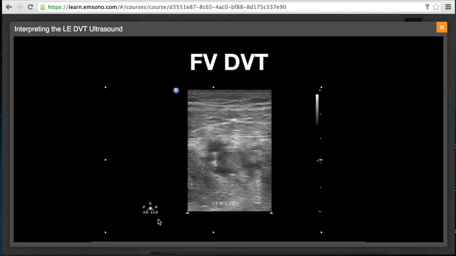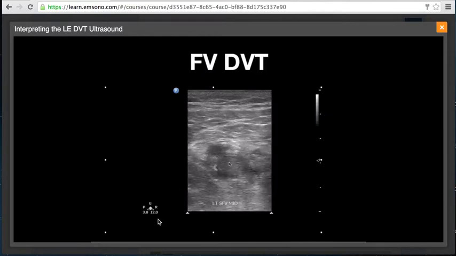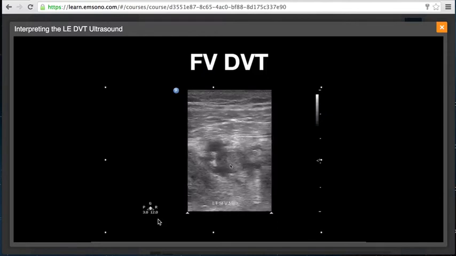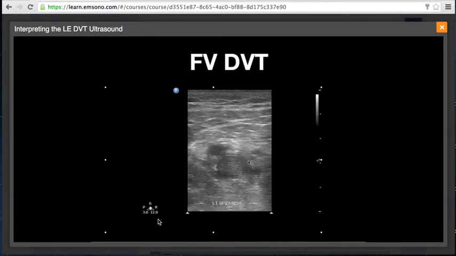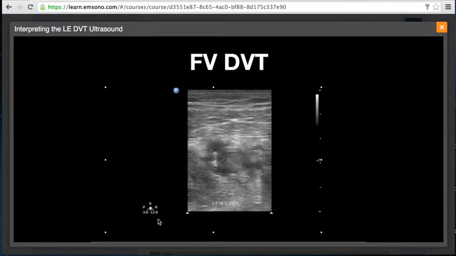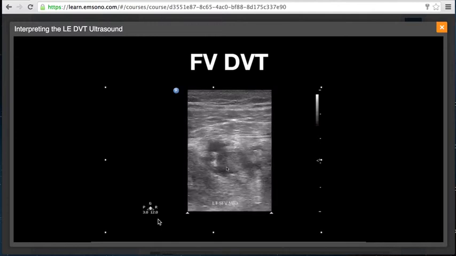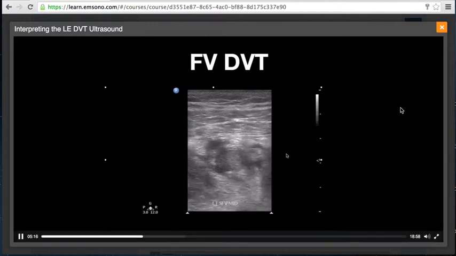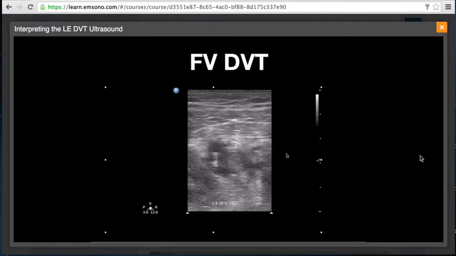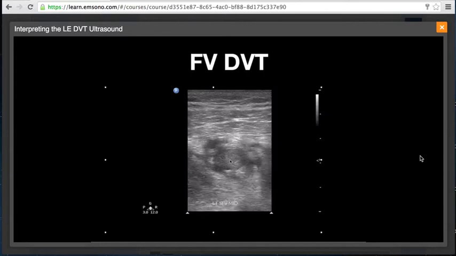Here's a patient with a femoral vein DVT. Note that the vein is very echogenic. It almost has the same echogenic appearance as the surrounding tissue. Here's the artery. Note that the artery is much smaller than the vein. And note that the vein is not compressible and that you're starting to tent the artery and there's no collapse of the vein here. So this was a patient with an acute DVT.